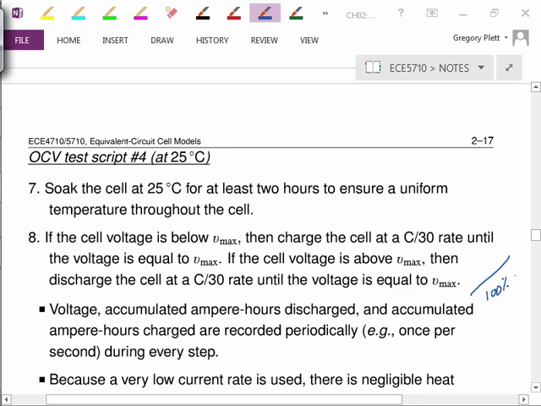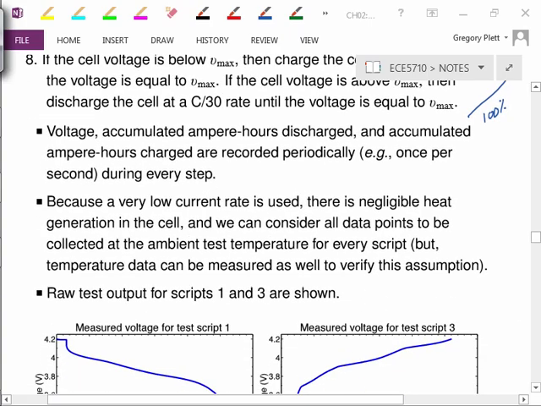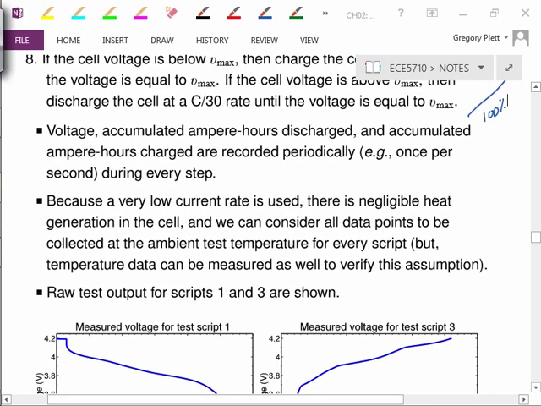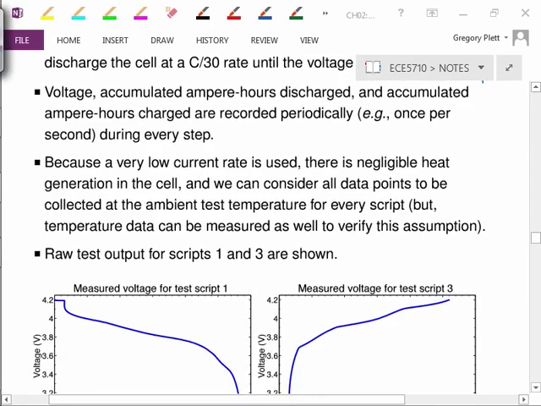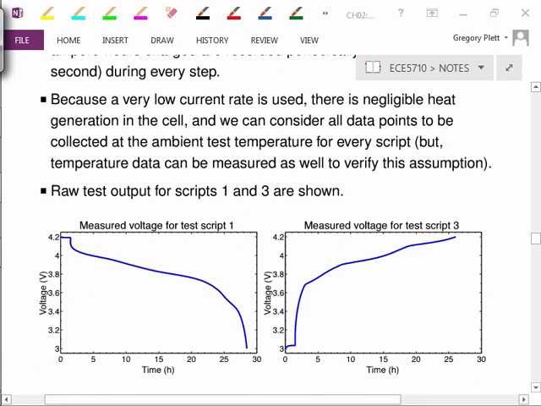As we are conducting these experiments, we continuously monitor voltage, accumulated ampere hours discharged, and accumulated ampere hours charged. Perhaps once per second. This is a slow test, so maybe even once per minute is adequate to do this. Because we are using a very low current, there's almost no heat generation. I don't think it would be measurable except by the most sensitive of equipment.